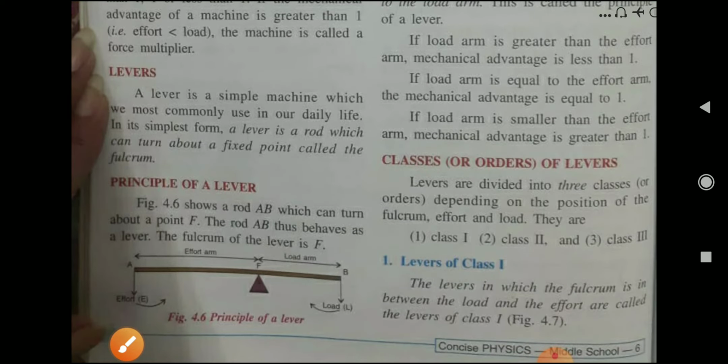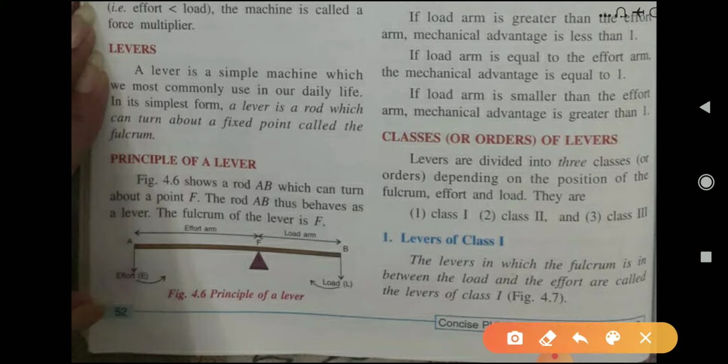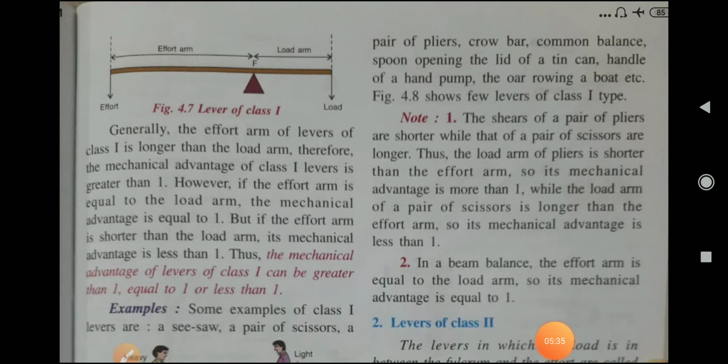Levers are divided into 3 classes depending on the position of the fulcrum, effort and load. So first is class 1 lever, class 2 lever and class 3 lever. Class 1 lever. The lever in which the fulcrum is in between the load and the effort is called a lever of class 1. Here you can see in this picture, the fulcrum is in between the load and the effort. So this is a lever of class 1.